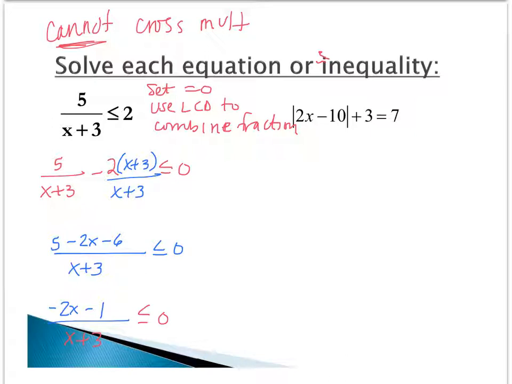Now when I go to do my sign chart, the numbers that I'm going to use are any values that make the numerator or the denominator equal to 0. To find these, we can just set up our little mini problems and set those values equal to 0. And we get that those values are -1/2 and -3.